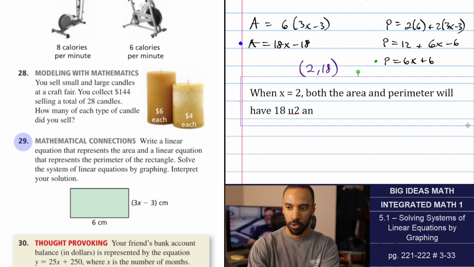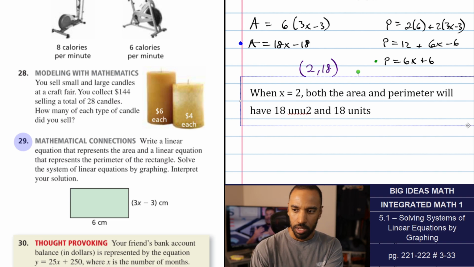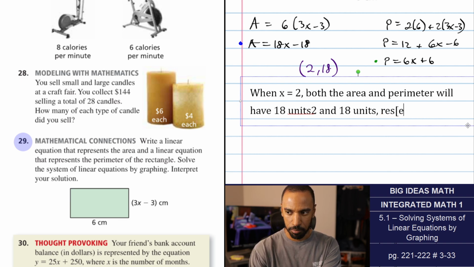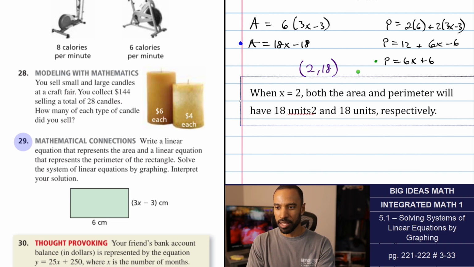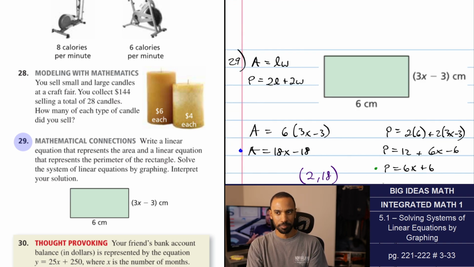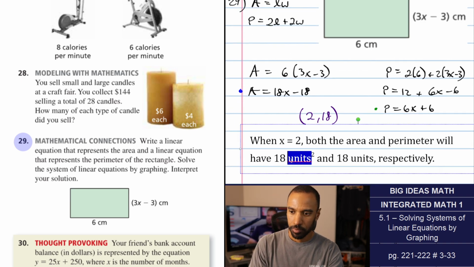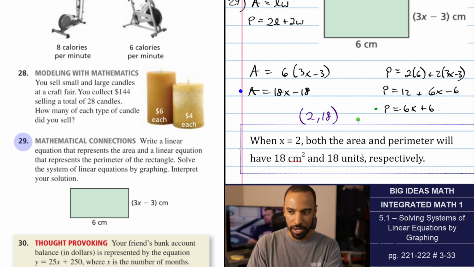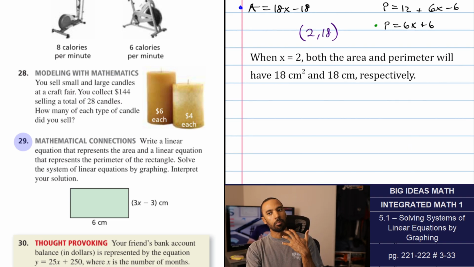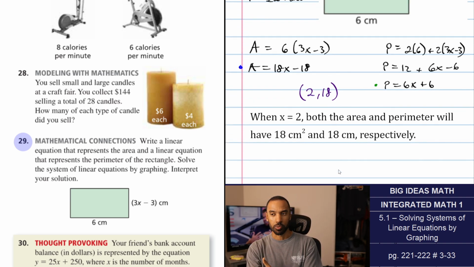See, this is the weird part. Hold on, I'll do that in a second. And 18 units. I'll put units and units squared, respectively. They'll have the same number, which is weird, because that, again, doesn't really mean anything. That's what I was trying to do here. Oh, they're centimeters. Still doesn't mean anything to have the same. But they do. When x is 2, that's what they are.